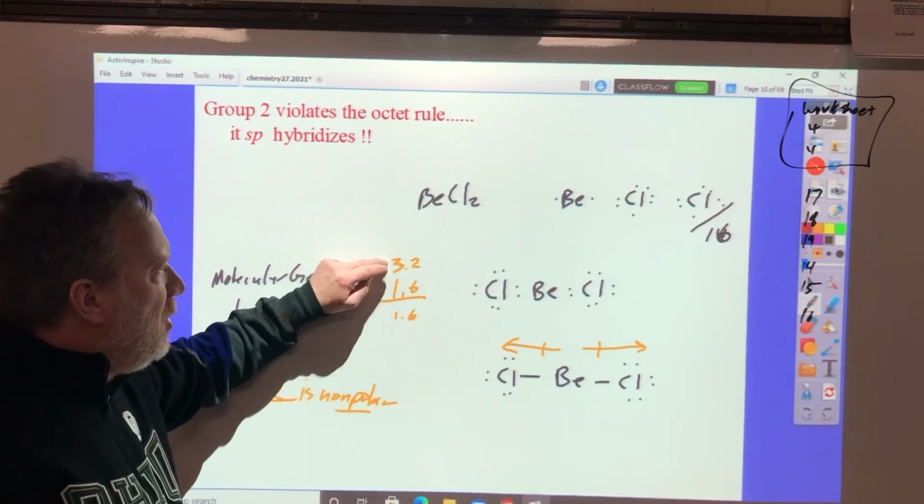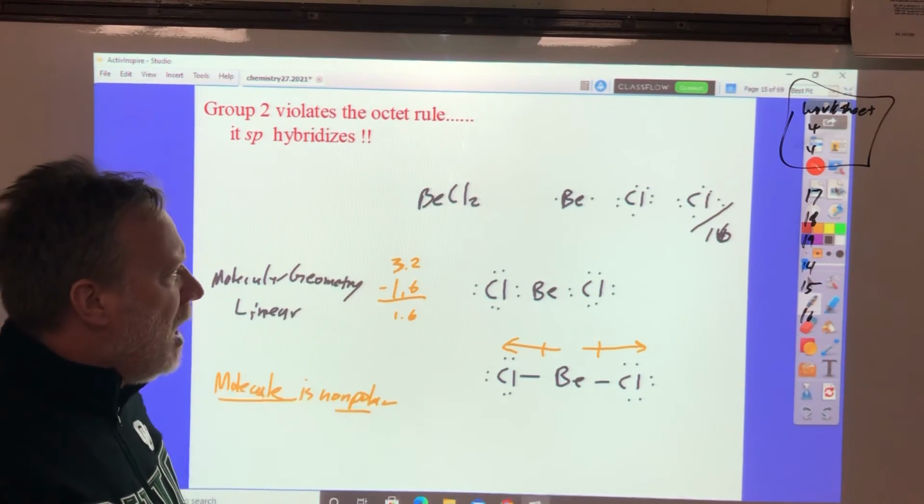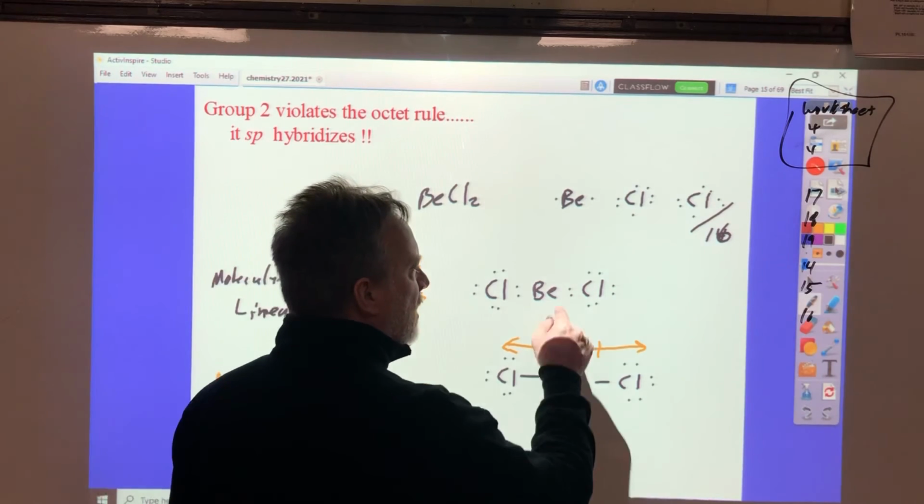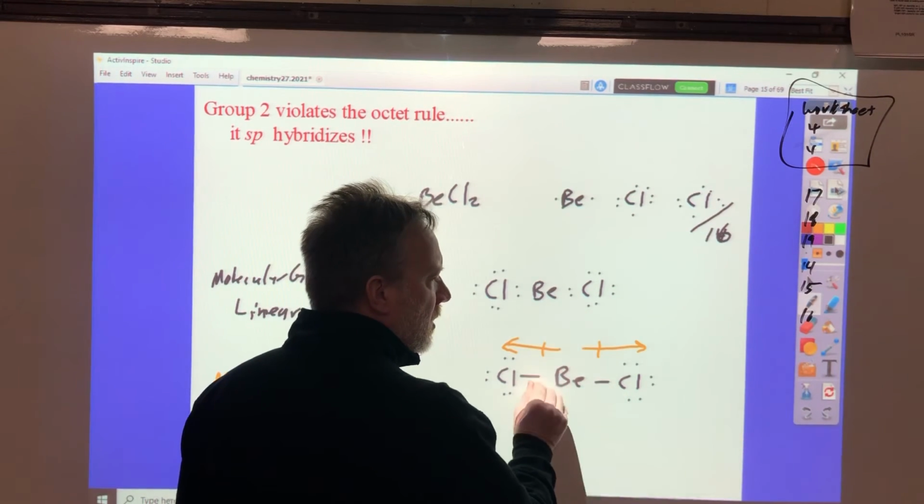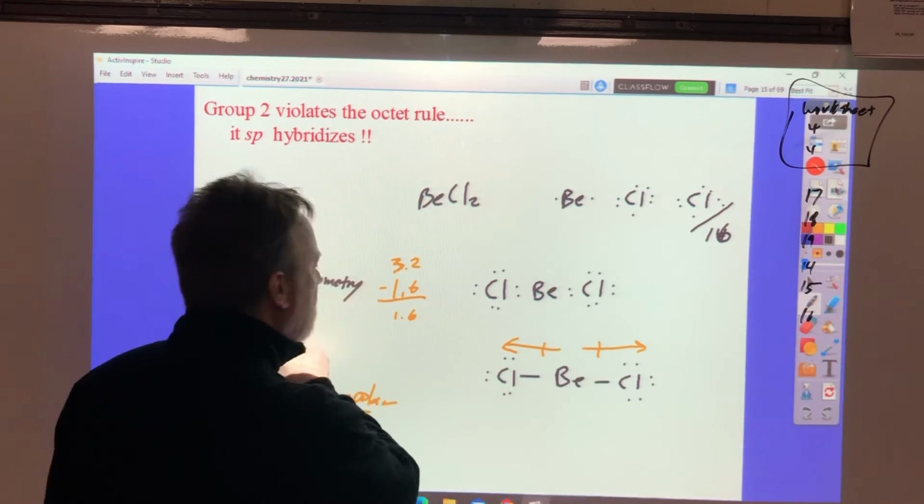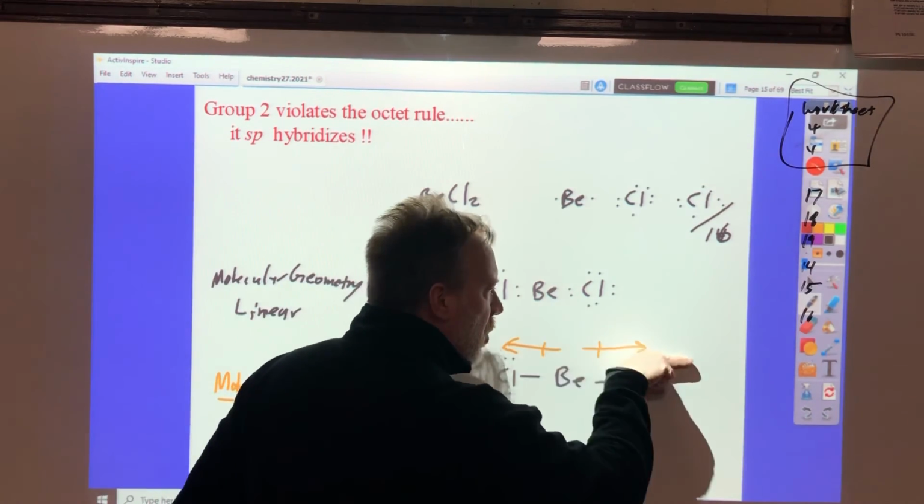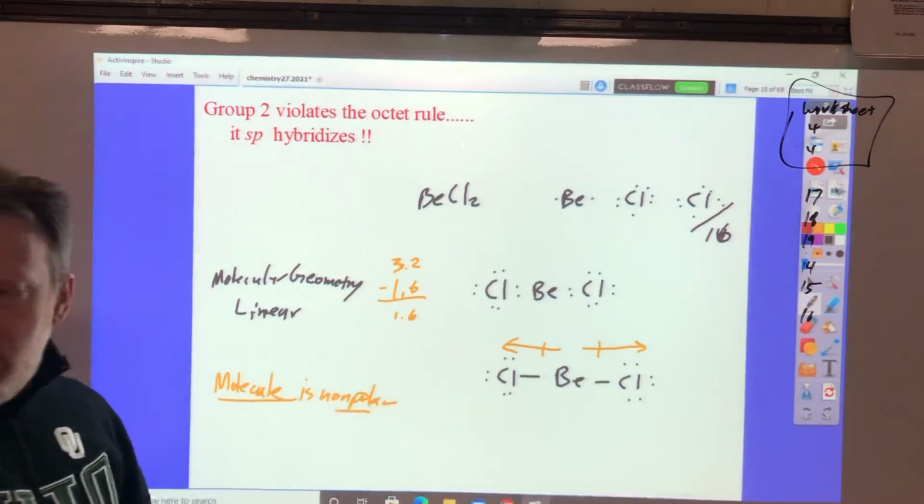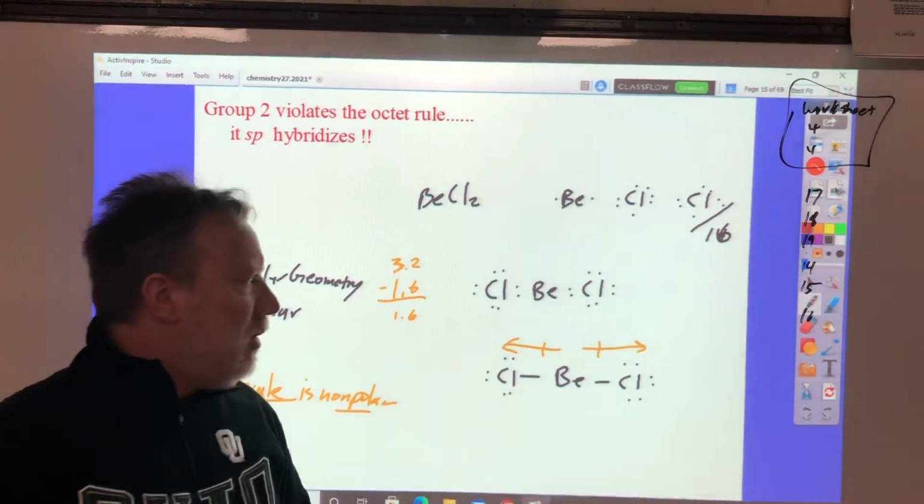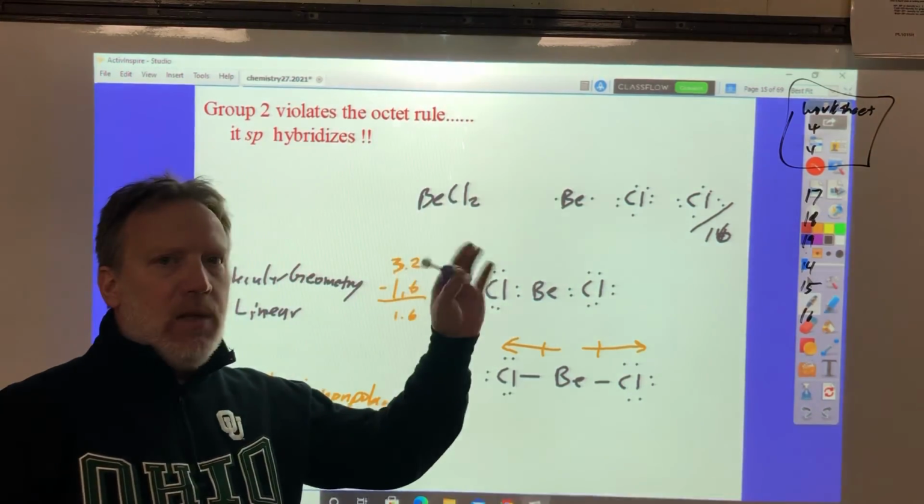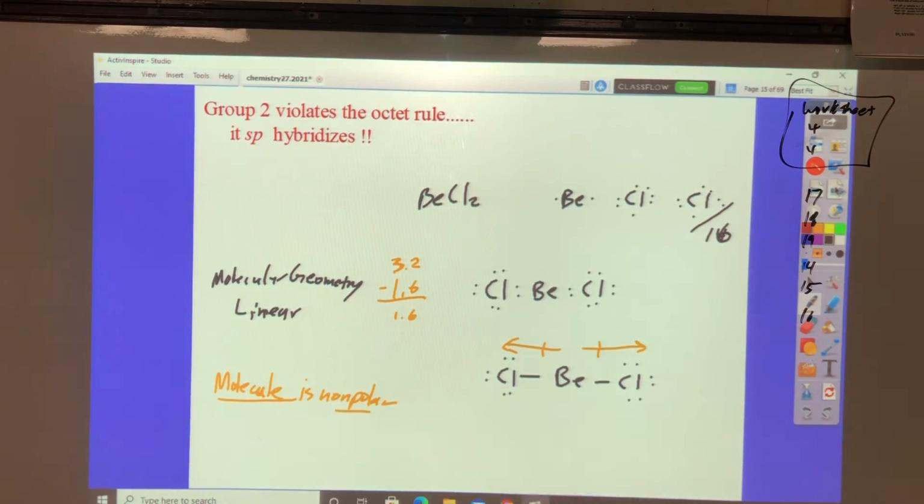Chlorine is 3.2, beryllium is 1.6. Each bond is polar. So beryllium ends up with 4 electrons. It's linear. The molecular geometry or the molecular shape is linear. One dipole that way, one dipole that way. Even though both bonds are polar, the molecule is nonpolar because those dipoles cancel.